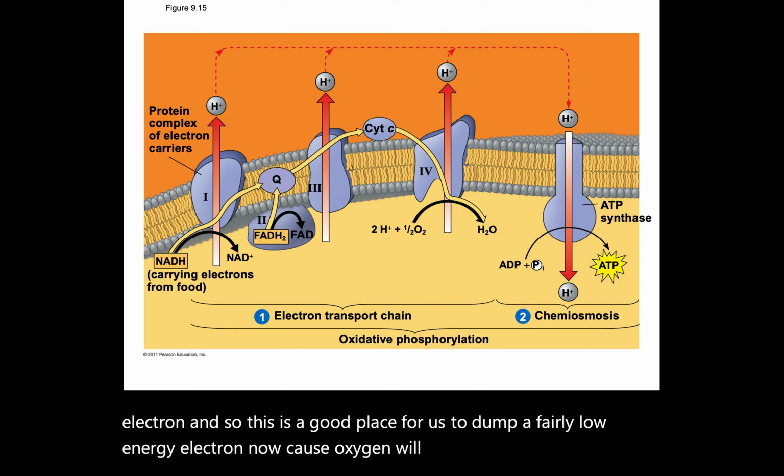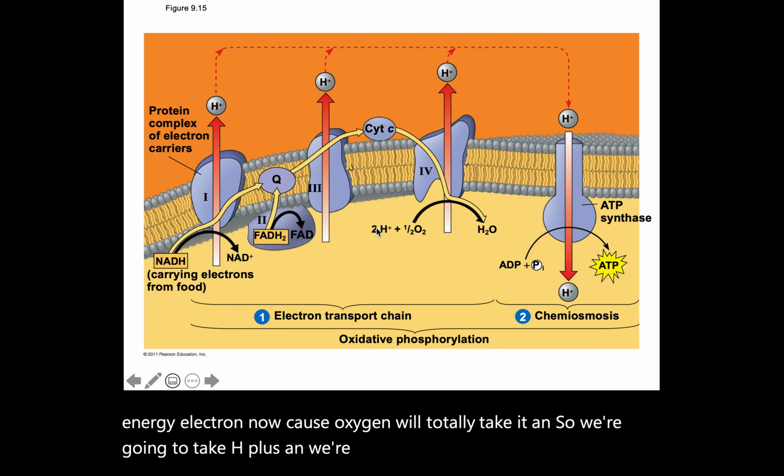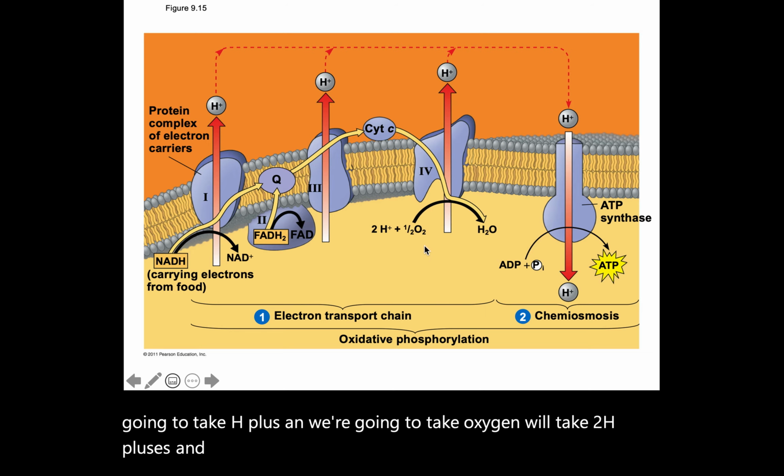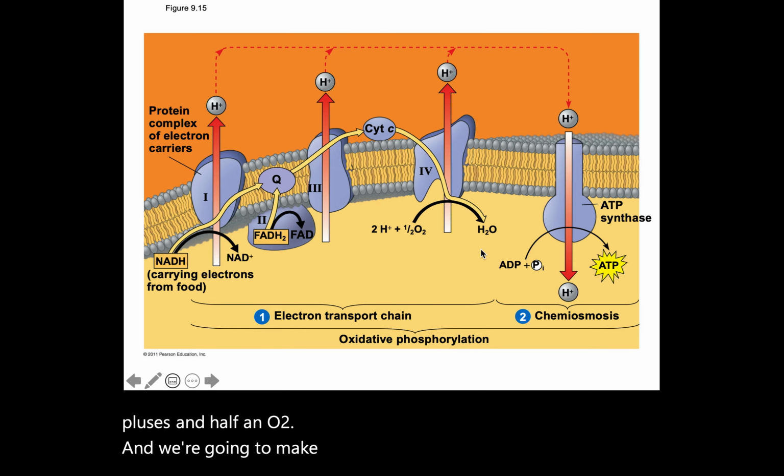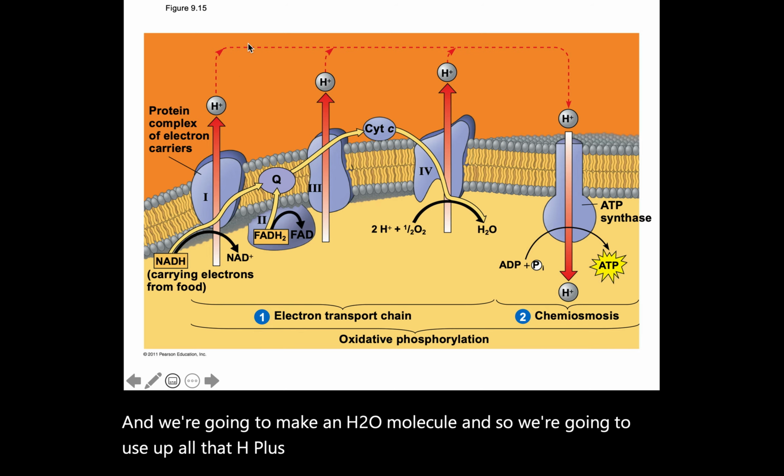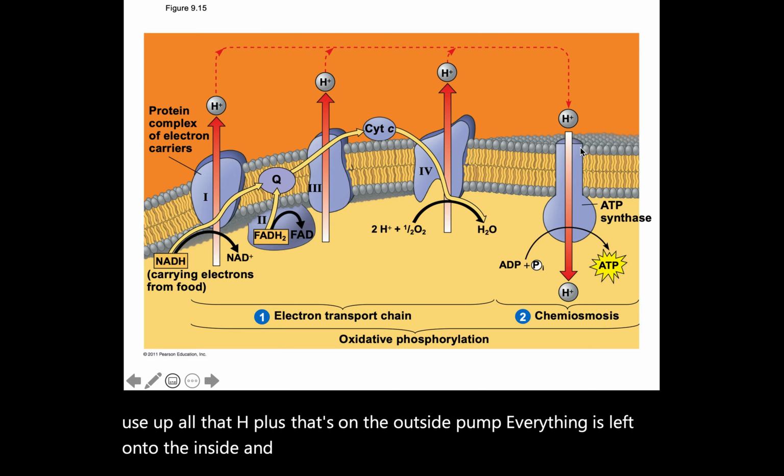And so this is a good place for us to dump a fairly low energy electron because oxygen will totally take it. And so we're going to take 2 H pluses and half an O2, and we're going to make an H2O molecule. And so we're going to use up all that H plus that's on the outside, pump everything that's left onto the inside.